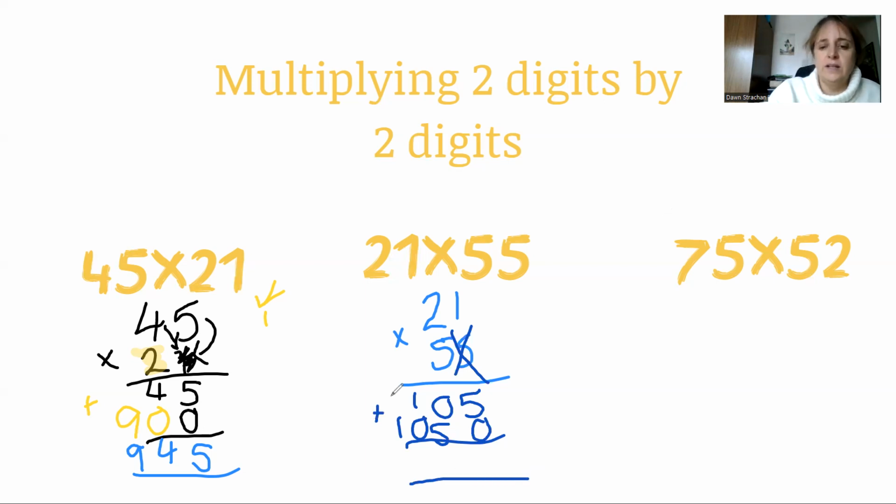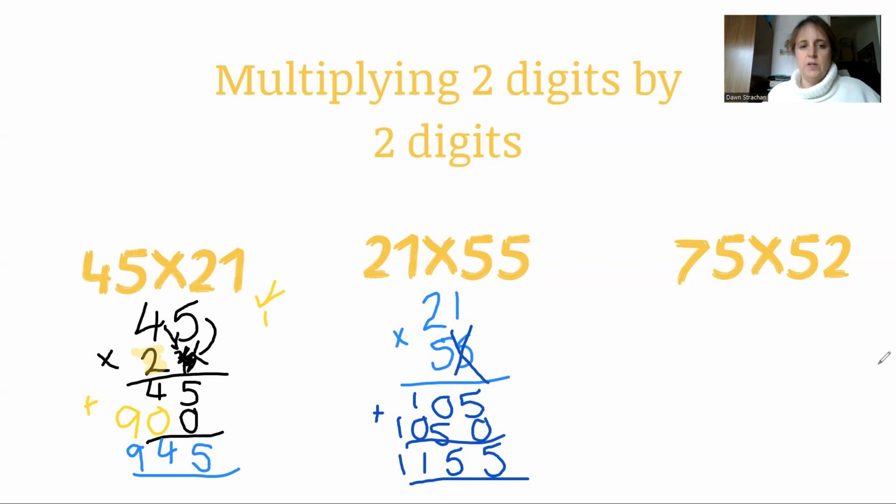So I've got 5 add nothing is 5. Nothing add 5 is once again 5. 1 add nothing is 1. And bring in the 1. So my answer this time is 1,155. Okay. Hopefully it's making sense, but let's do one more just in case.